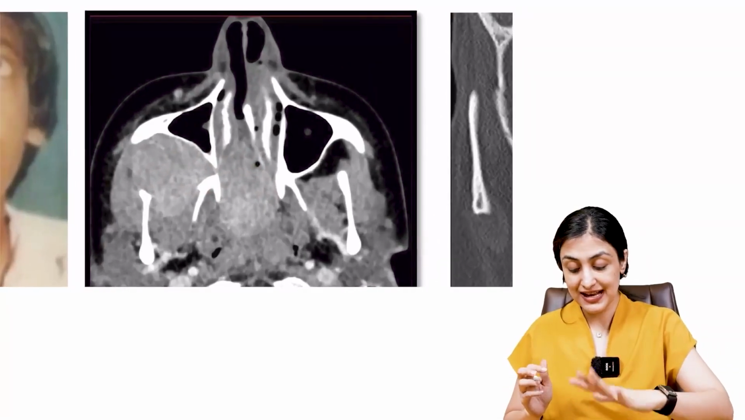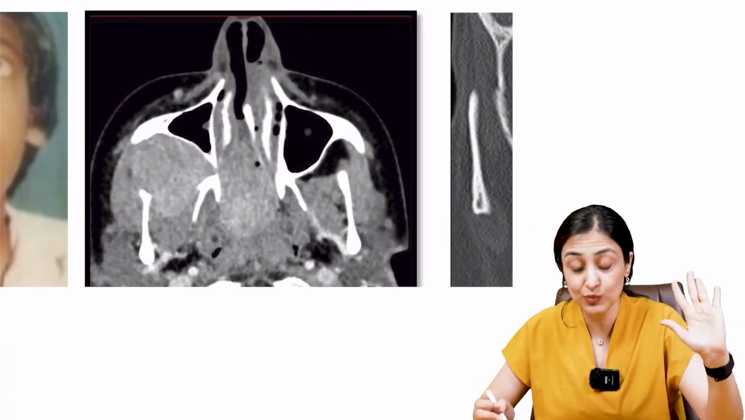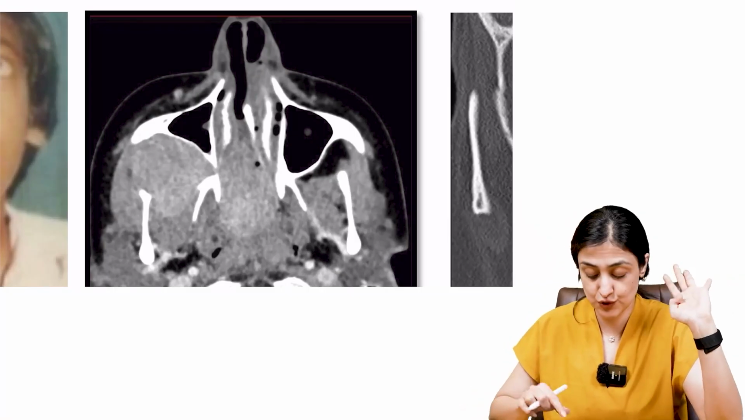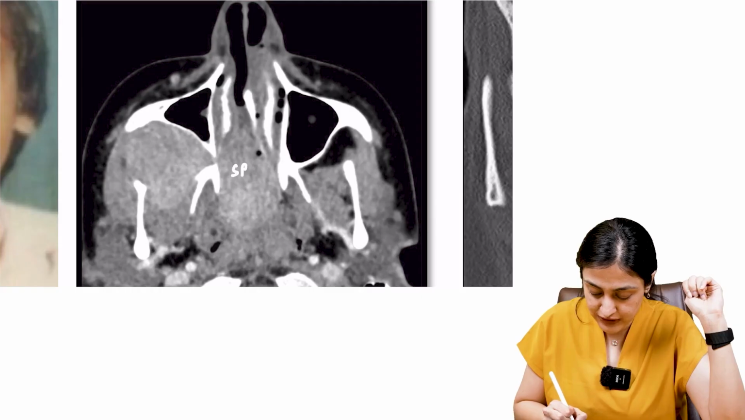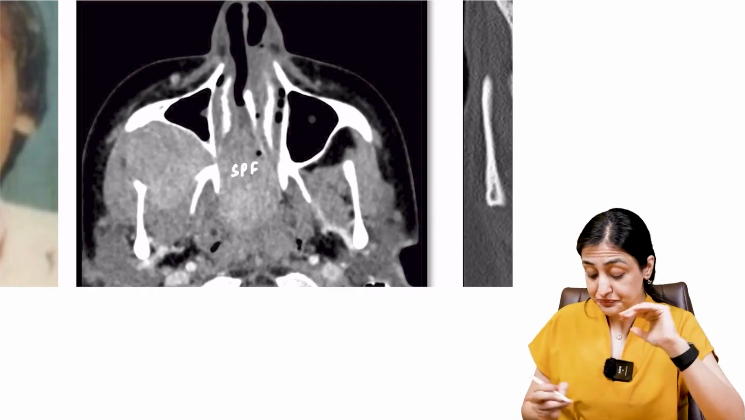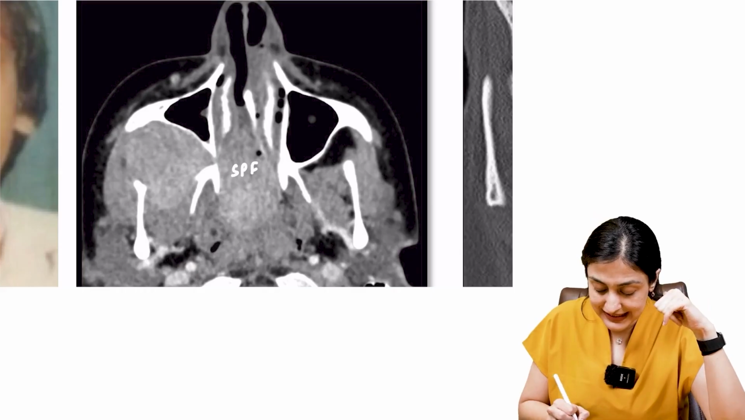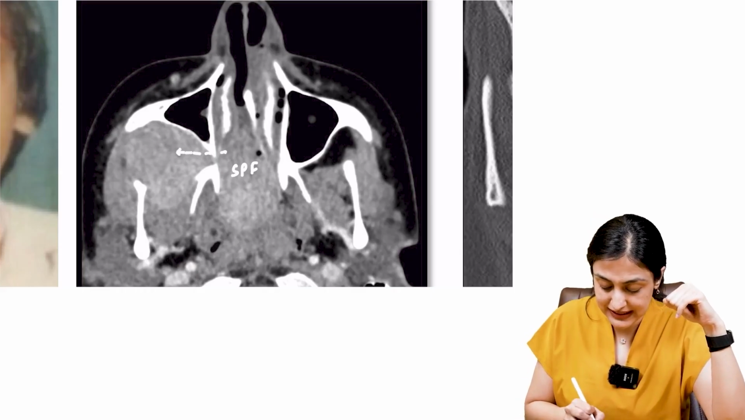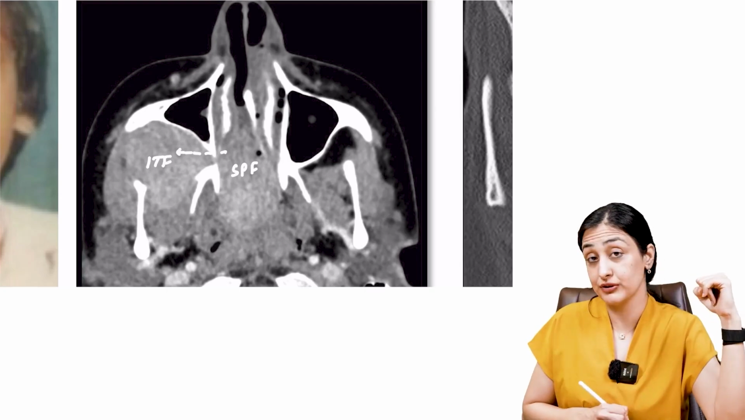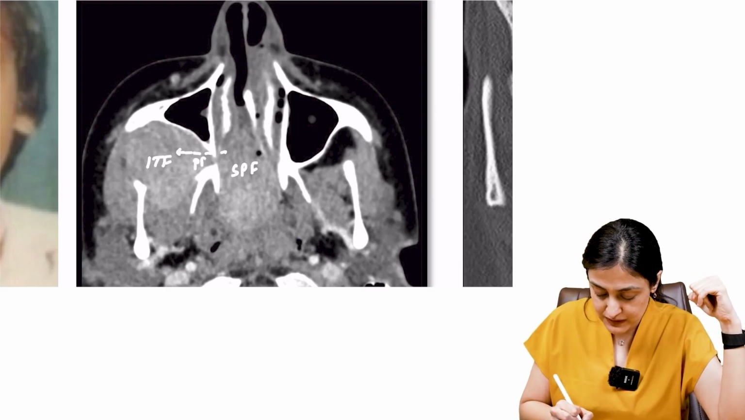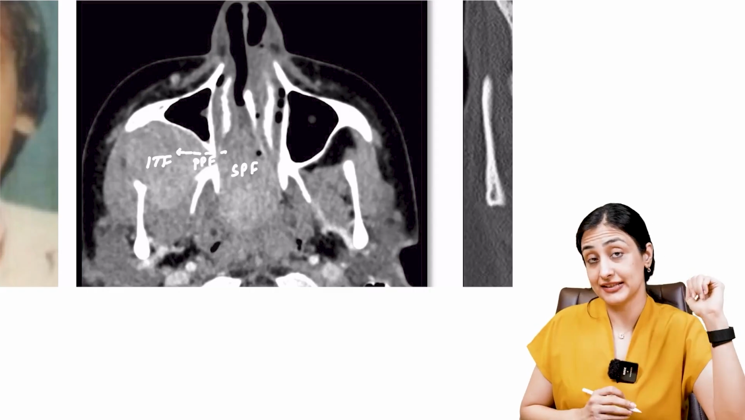Now understand this anatomy. I'm going to throw some big words at you, but don't get overwhelmed. Three letters se shuru karte hain. So it starts from the sphenopalatine foramen. It then grows laterally into the infratemporal fossa, and what it crosses in between is the pterygopalatine fossa.